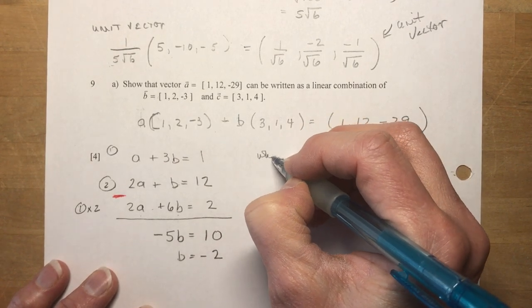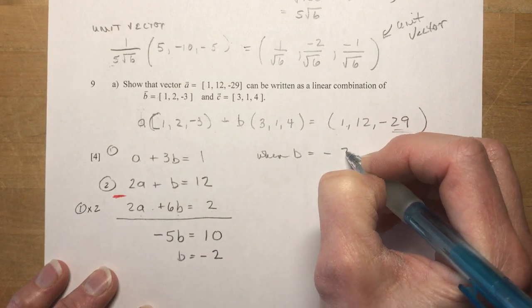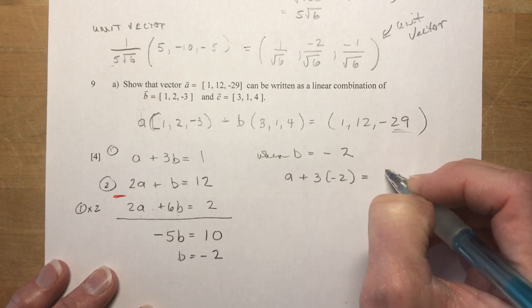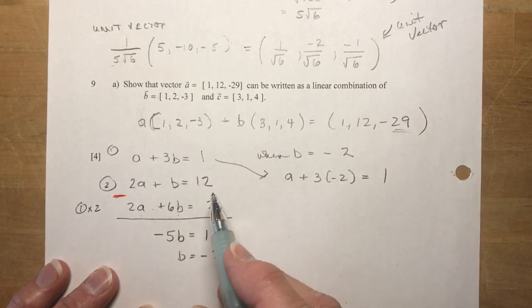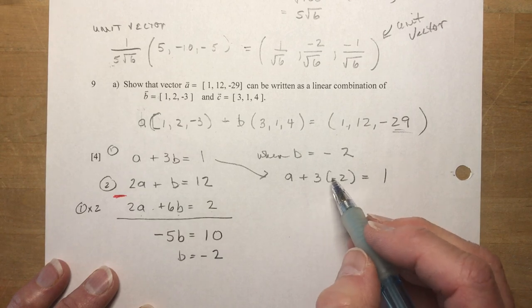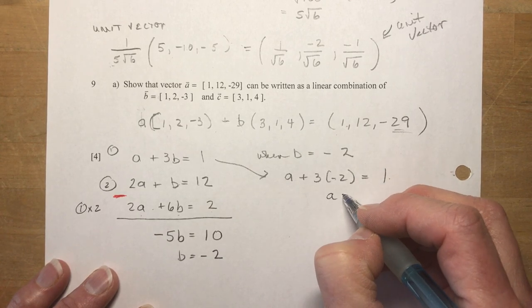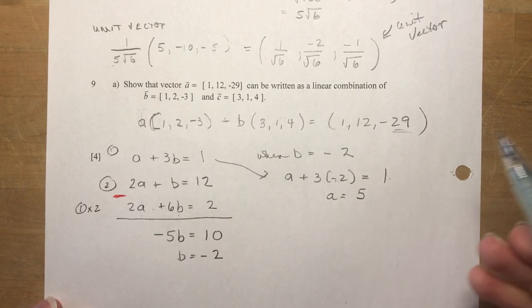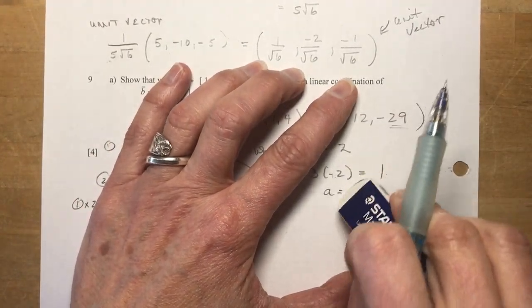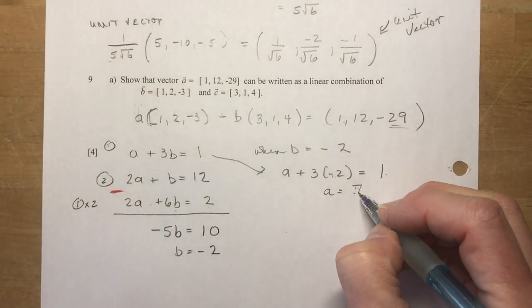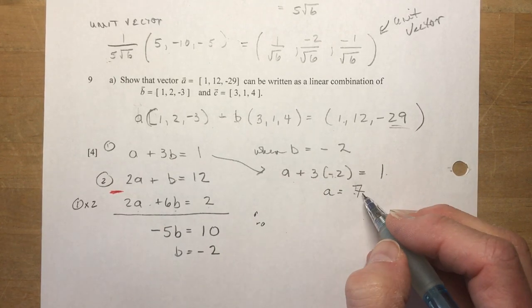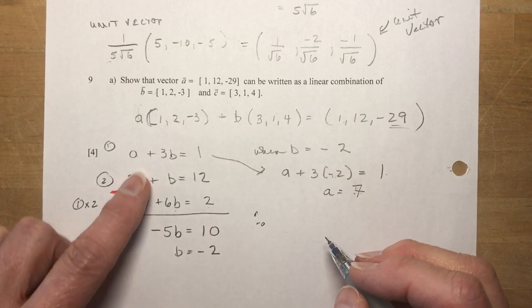So when B equals negative 2, A plus 3 times negative 2, I'm just substituting that into this equation to solve for A. So I have minus 6, bring it to the other side, A is equal to 5. 3 times minus 2 is minus 6, add 1 is 7. Good math there, Ms. Havrot. Okay, 7. So, therefore, now you would have found that mistake if you went back and plugged it in.